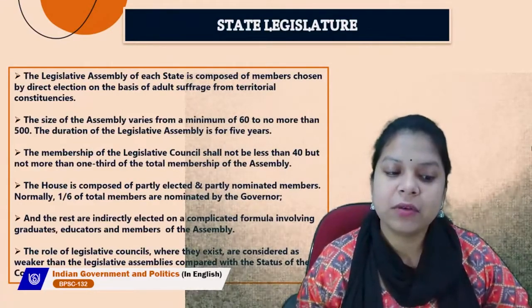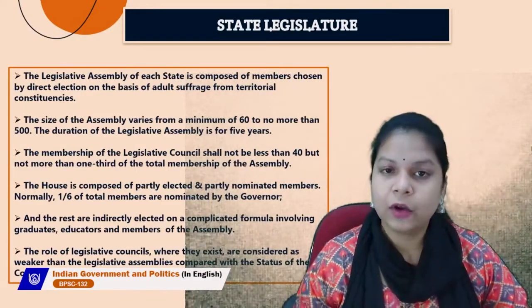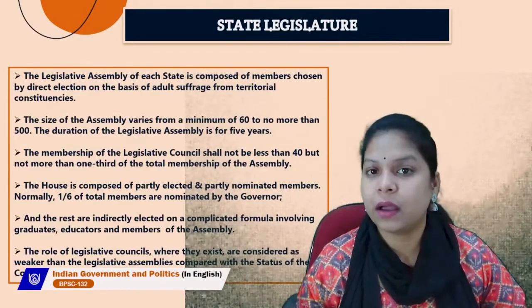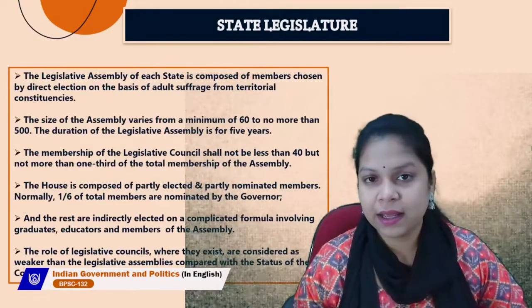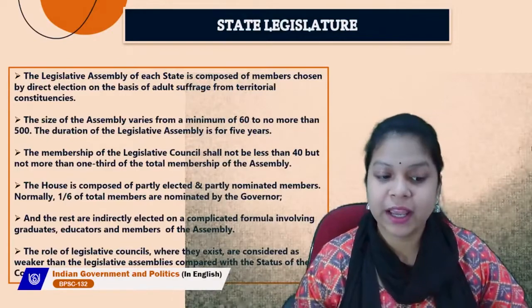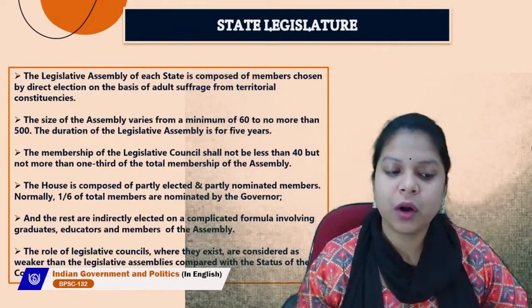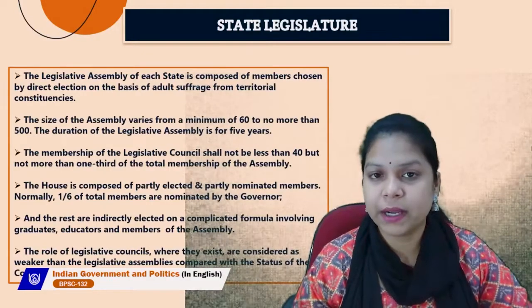The Legislative Council is composed of partly elected and partly nominated members. Normally, one-sixth of the total members are nominated by the governor, and the rest are indirectly elected on a complicated formula involving graduates, educators, and members of the assembly. So, the composition of the Legislative Council is quite complicated.